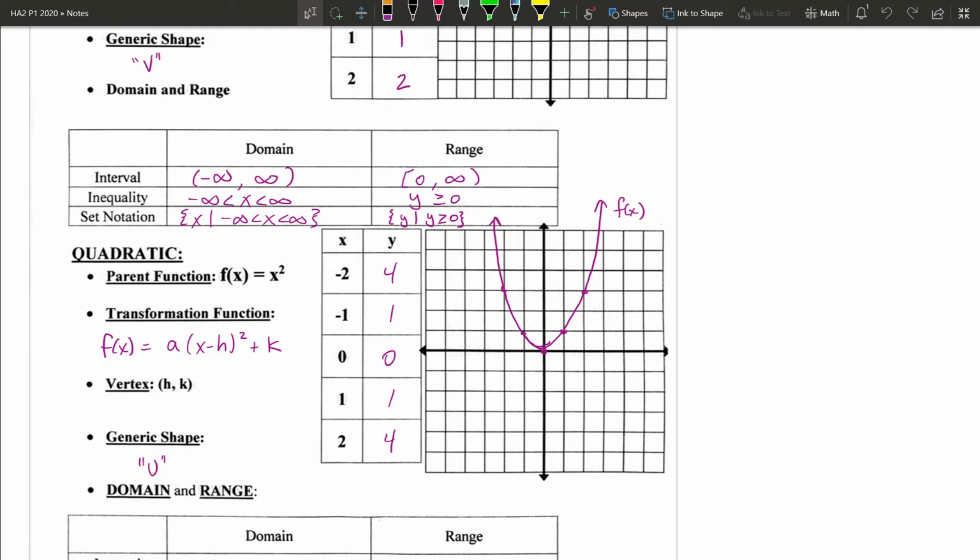So, to be honest, this should be kind of a steeper parabola, if we're being fancy pants.